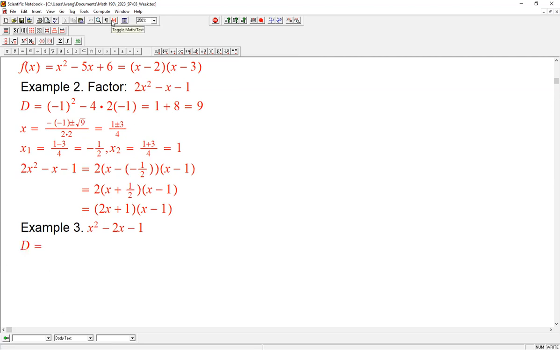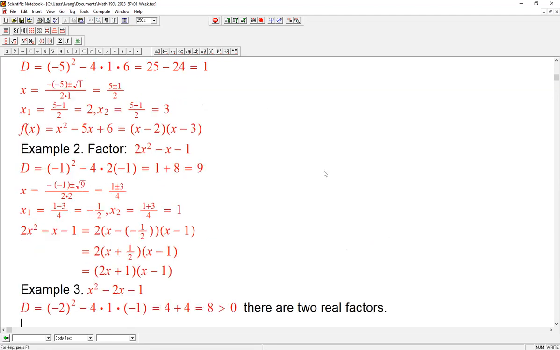So discriminant equals b squared minus 4ac. So we get negative 2 squared minus 4 times a is 1, c is negative 1. So what do we get here? We get 4 plus 4. 4 plus 4 equals 8. 8 is not a perfect square, but 8 is positive, right? So there are 2 real factors.